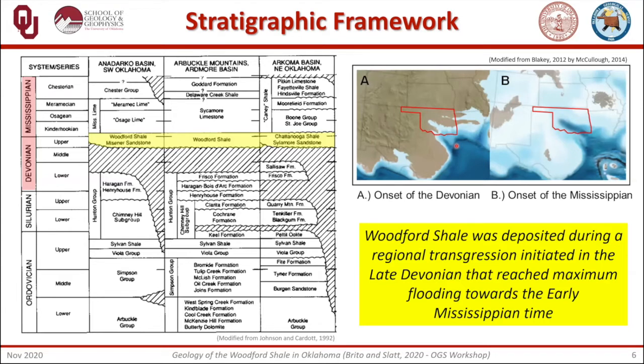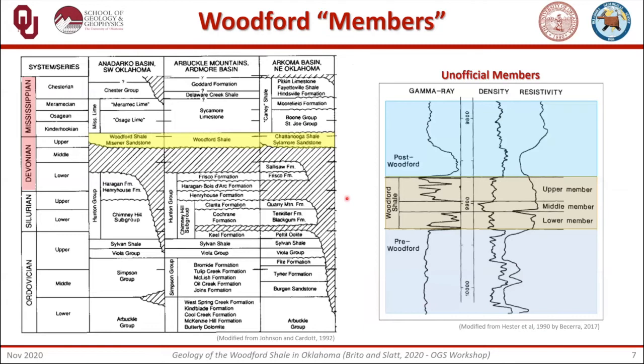Now, many people discuss the Woodford as Lower Woodford, Middle Woodford, and Upper Woodford. I'm pretty sure John Curtis and tomorrow Emilio are going to be referencing this. These are not formal members. These are unofficial members that were developed by Hester in 1990, showing that we can break out the Woodford into these three units that look different in logs, particularly between the gamma ray, the density, and the resistivity. So many people refer to these, but each company or each researcher sometimes references them in packages and not necessarily the same unit.